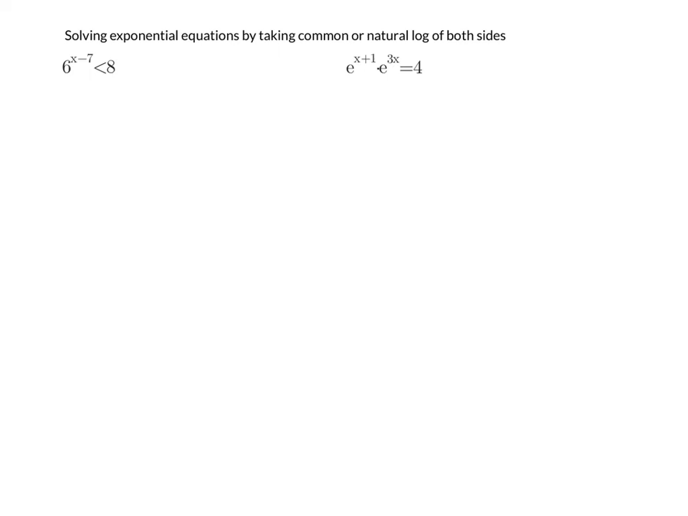Okay, we're going to solve exponential equations by taking the common log or the natural log of both sides. This is an alternative to rewriting it as a log. You can always use common log or the natural log. And the nice thing about this is it's already set up for your calculator once you're done. So we're going to start with 6 to the x minus 7 is less than 8.